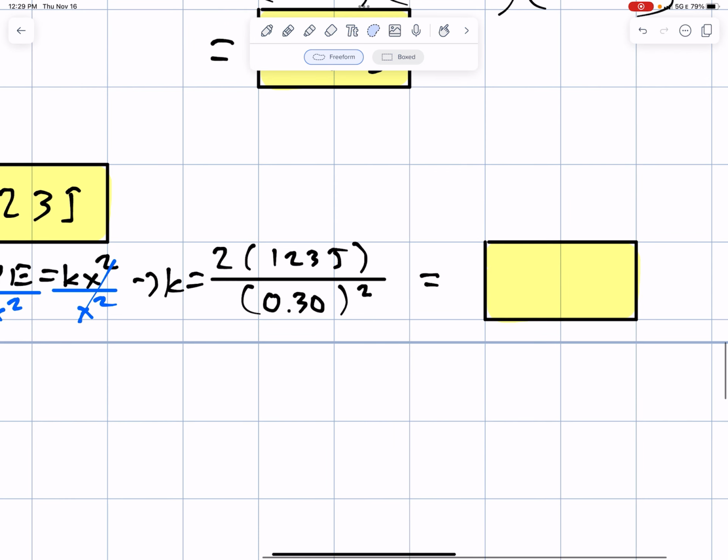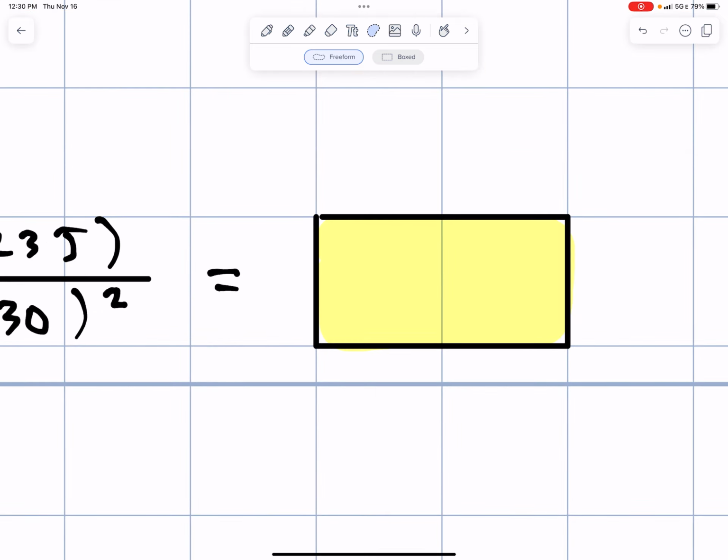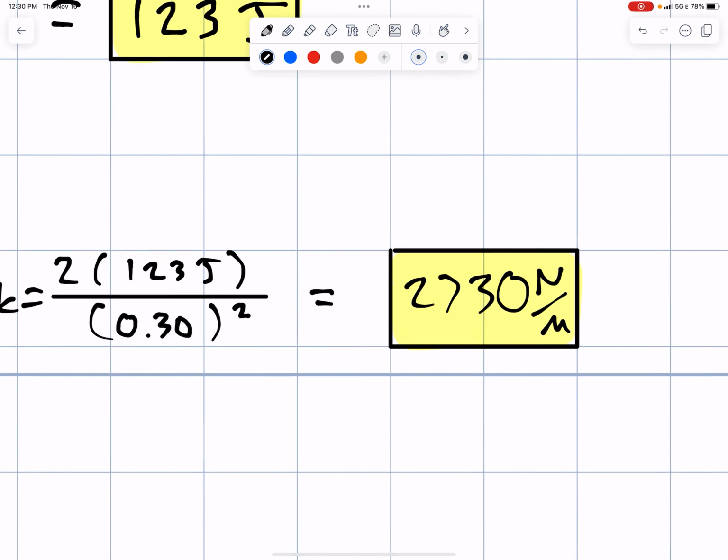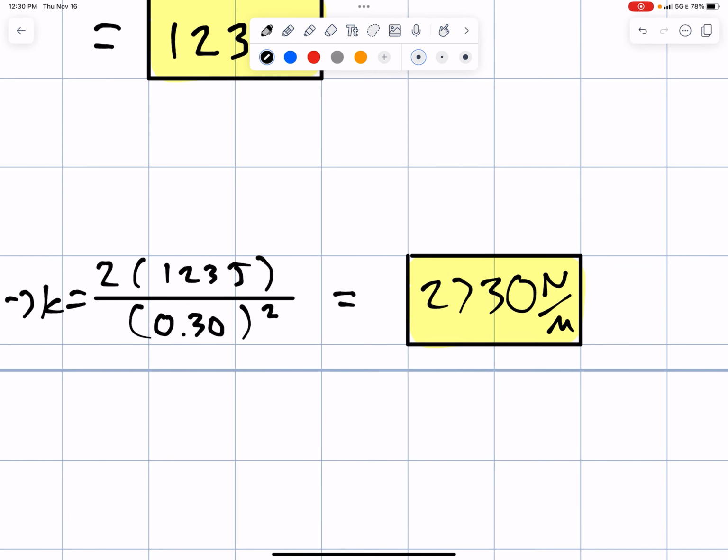Please take a moment to put that in your calculator. If we did this right, we should have come up with a value of about 2,730 newtons per meter. Kind of a high number. It means it takes a lot of force to compress it 1 meter. That means it's a very stiff spring. If it's a stiff spring, that would mean that the coil is probably very, very thick.